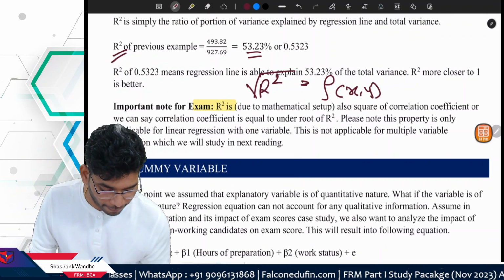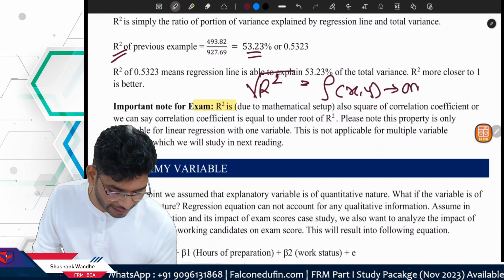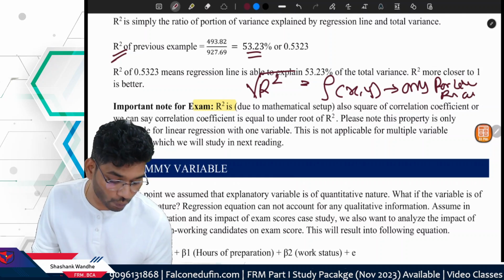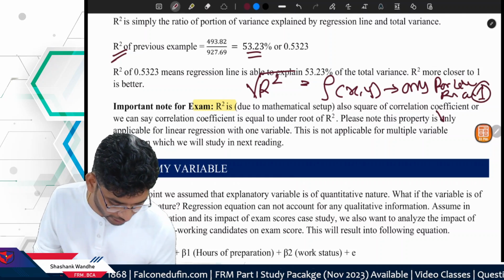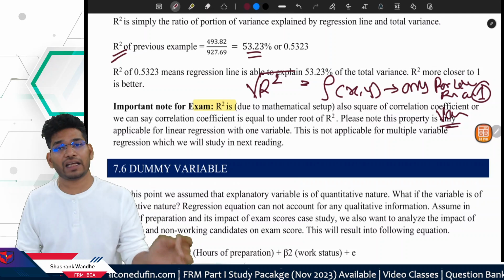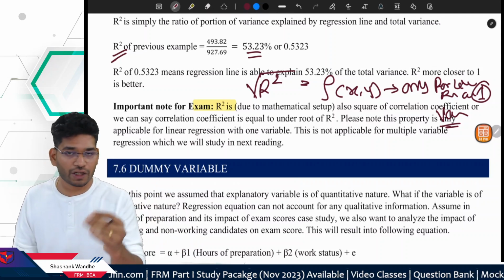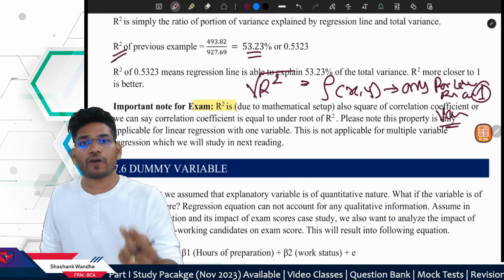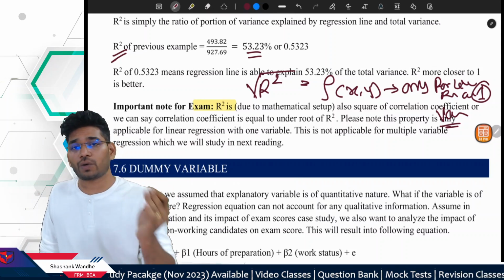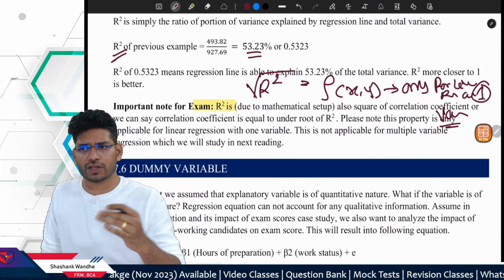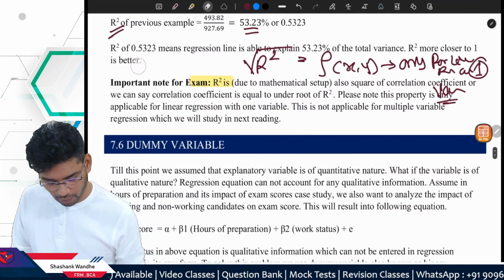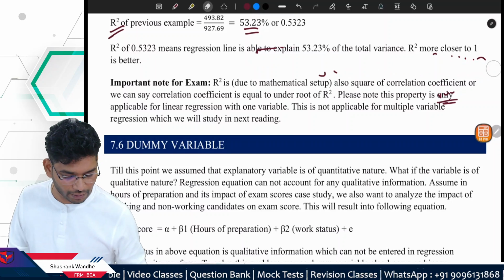Now, this property is only applicable for linear regression with one variable. If there are multiple variables and you are provided with the R square information, which is not that useful, we will use adjusted R square in that case. So if you are provided with the R square, you can't simply take the square root and calculate the correlation coefficient. This is a very important note for the examination. You may get a theory question on this.